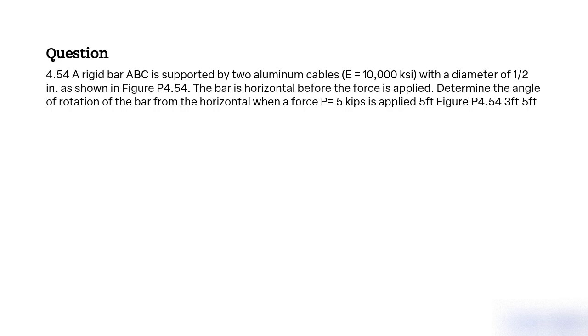What is the angle of rotation of a rigid bar supported by two aluminum cables when a force of 5 kips is applied, with the objective of determining the bar's displacement from the horizontal position? 1. Draw a free body diagram of the bar and cable system.